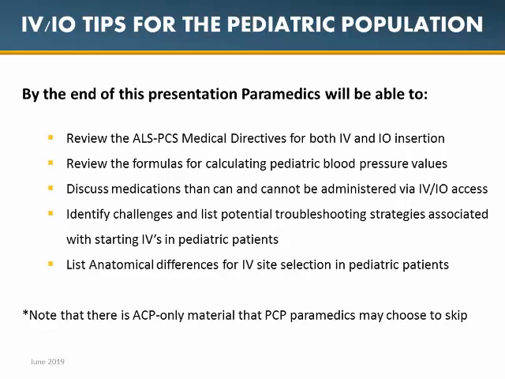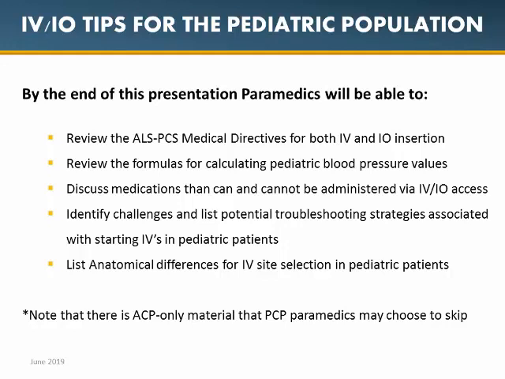Our objectives today consist of a review of the IV and IO directives based on the current ALS PCS version 4.5 directives. We'll do a quick review on blood pressure calculations for the pediatric population, defining what constitutes hypotension versus normal tension. We will review the contraindications for both IV and IO directives. We will talk about the medications that can and cannot be administered through the IV and IO access points. We will look at some challenges starting an IV on a pediatric patient and how to rectify these challenges. And finally, we will discuss the anatomical differences for IV site selection in pediatric patients.